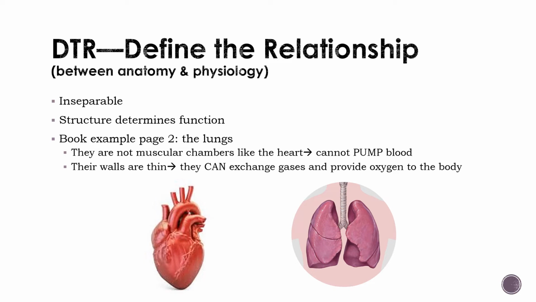So the example in the book is the lungs. The lungs are not muscular chambers like the heart, therefore they cannot pump blood. However, their walls are thin and they can exchange gases and provide oxygen to the body.